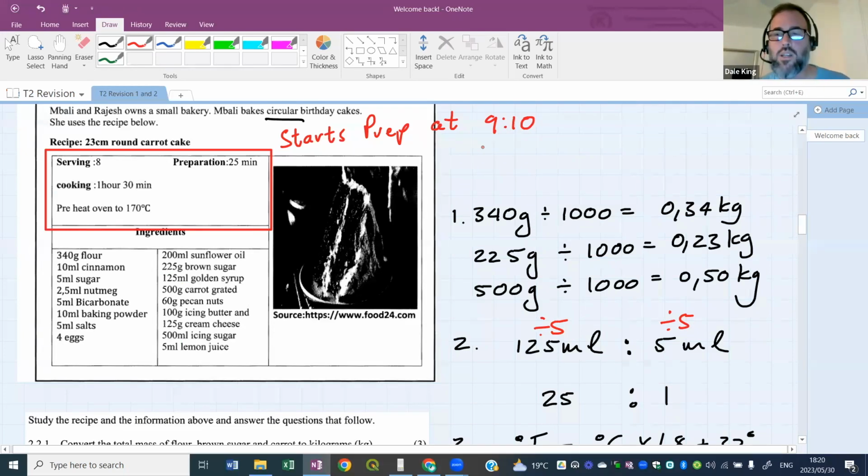Now, I'm going to give you guys 2 minutes to do this, and then I'm going to need someone to help me. Give you 2 minutes, and then I need someone to help me do this one. She starts preparing at 9:10. When will the cake be ready to serve, to eat? This is question 4.